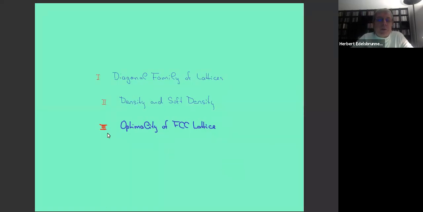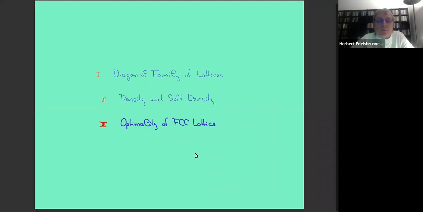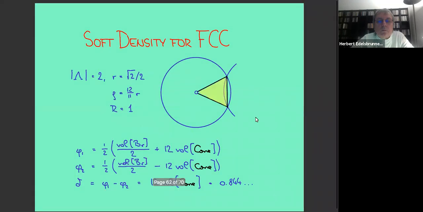Okay, and for the rest of the time, 15 minutes or so, I can give you the optimality proof of why the FCC lattice is optimal. I start with an exercise to calculate the soft density for the FCC lattice.